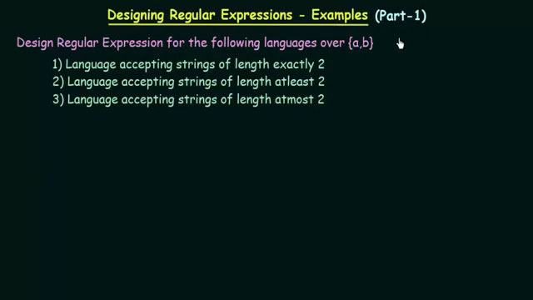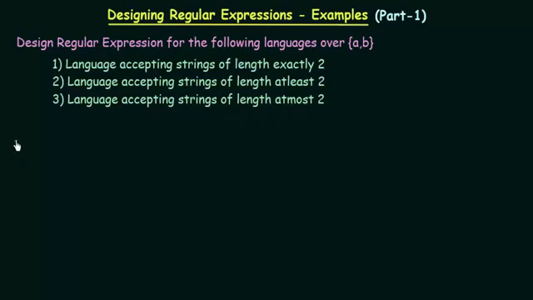In this lecture, we will be seeing some examples of designing regular expressions. So we have our question given here, that is to design a regular expression for the following languages over {a, b}. So here our sigma, or our inputs, are a and b. The first one is a language accepting strings of length exactly 2. The second one is a language accepting strings of length at least 2. And the third one is a language accepting strings of length at most 2.